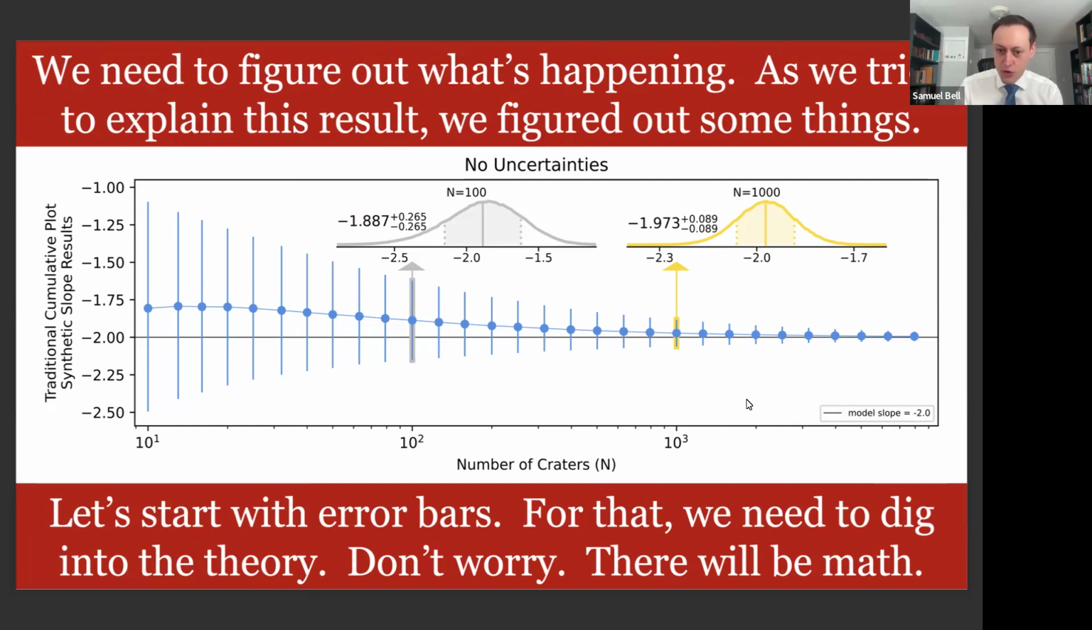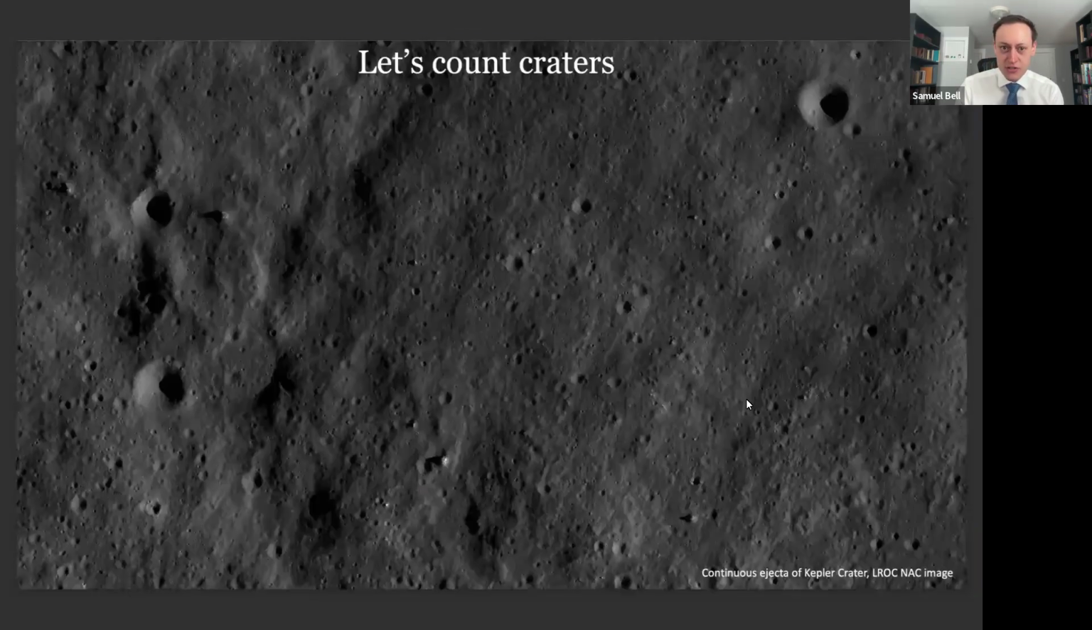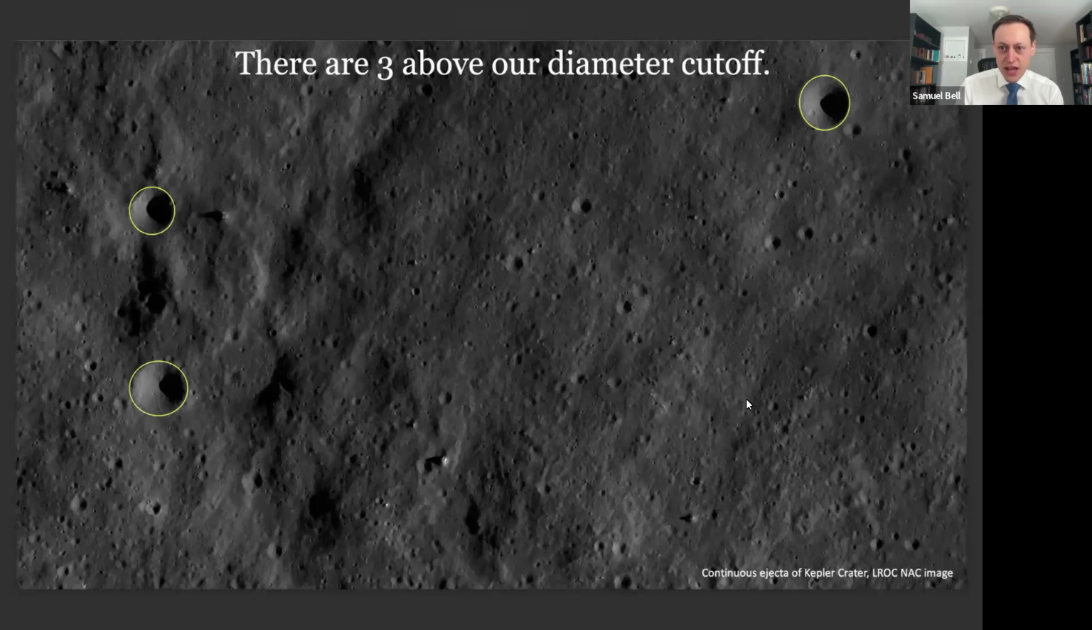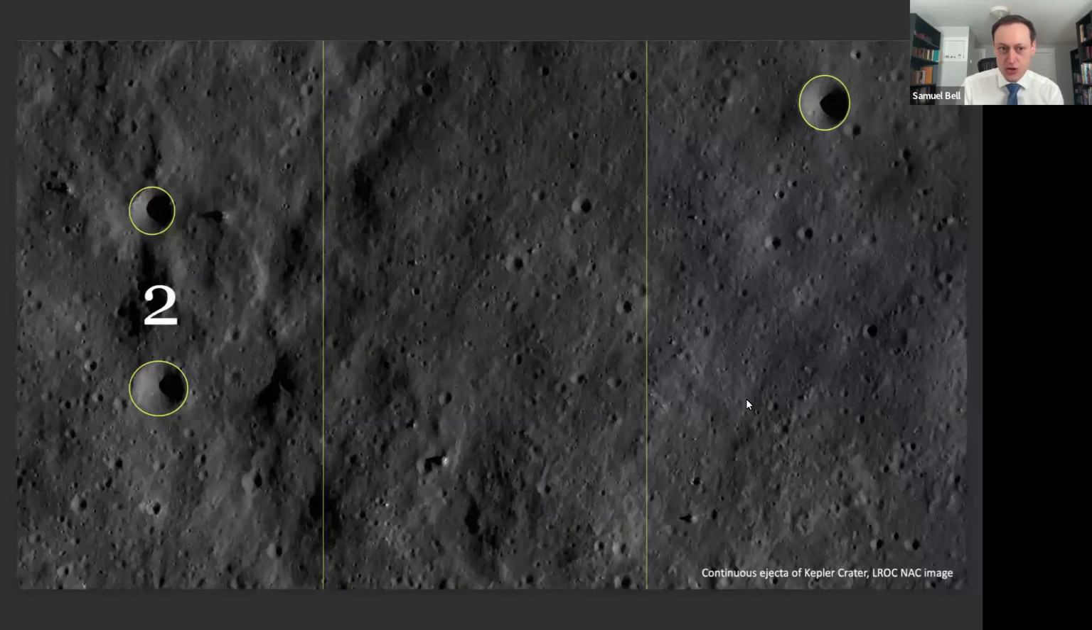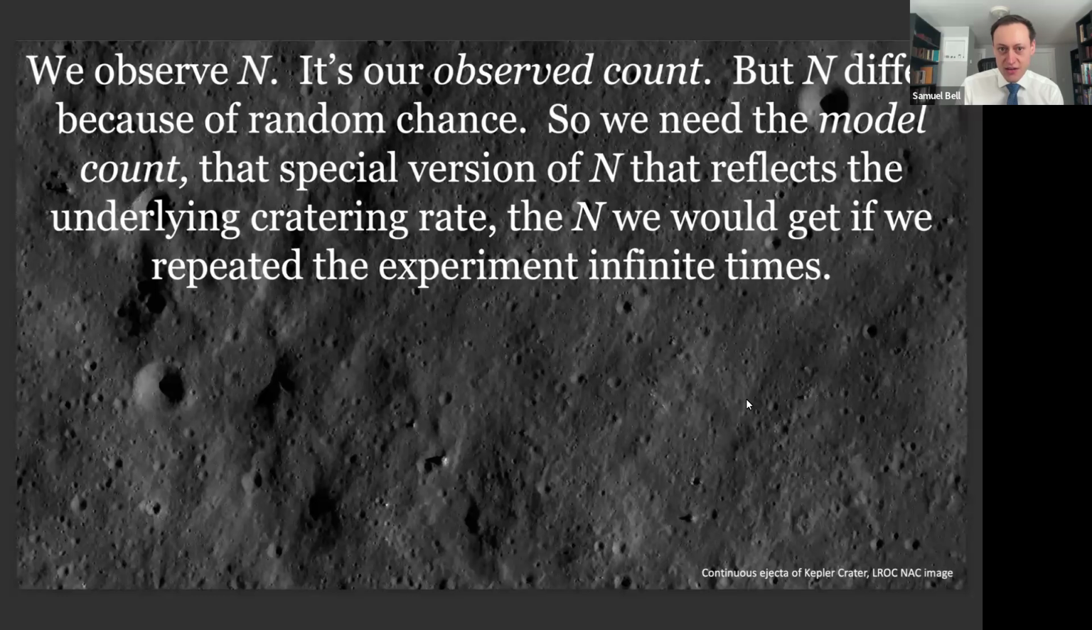Do not worry, there will be math. Let's count craters. There are 3 above our diameter cutoff. Now we cut our area into thirds. The average count is 1. 2, 0, 1. We observe n. It's our observed count. But n differs because of random chance. So we need the model count, that special version of n that reflects the underlying cratering rate, the n we would get if we repeated the experiment infinite times.